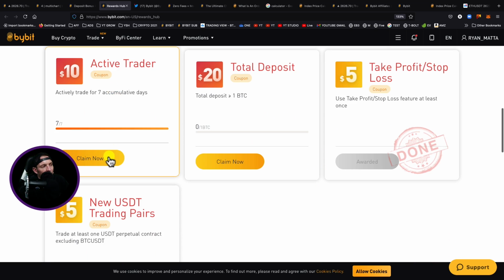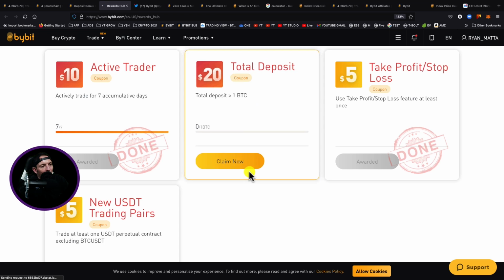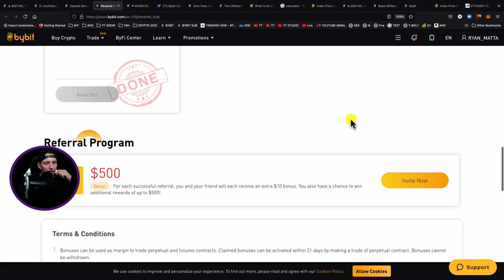Actively trade for 7 days. I don't think I've been absolutely... Oh, wow, I have been trading for 7 days. Look at that. They have tons of different promotions.